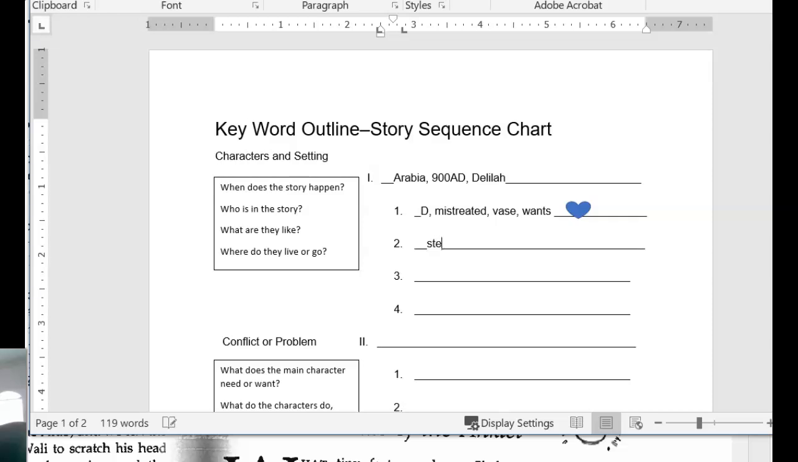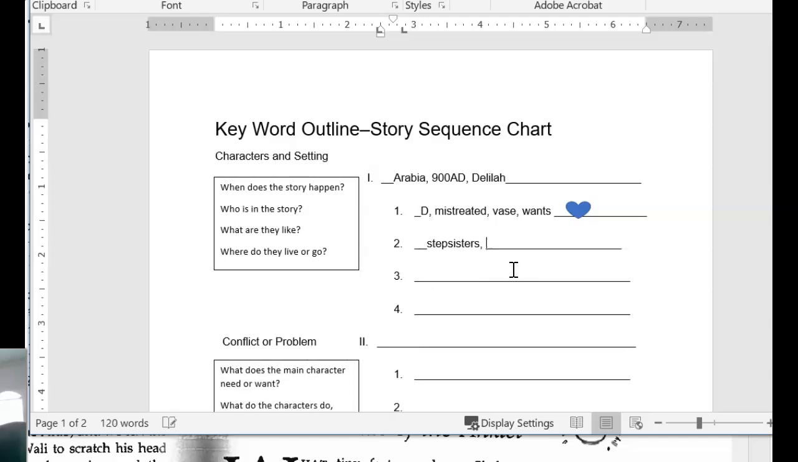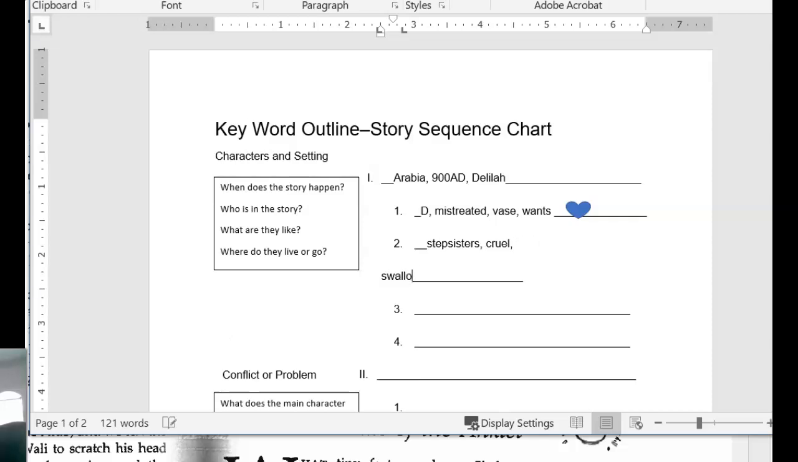Okay, another character we have are the stepsisters. And I hope this story sounded familiar to you. It is like an Arabian Cinderella, which we talked about in class. Isn't that interesting? And how is this Cinderella different from the one that we know in Western culture? And what does it say about different values? Anyway, that was a fun discussion. So the stepsisters, they are cruel, selfish. Eventually they are swallowed by the vase.